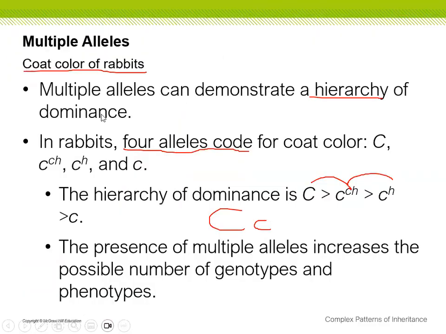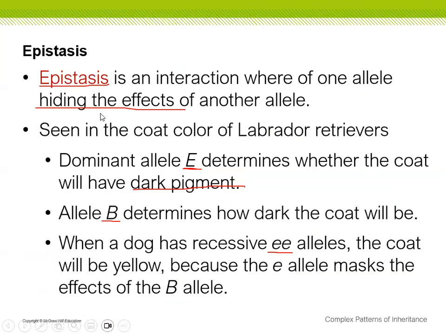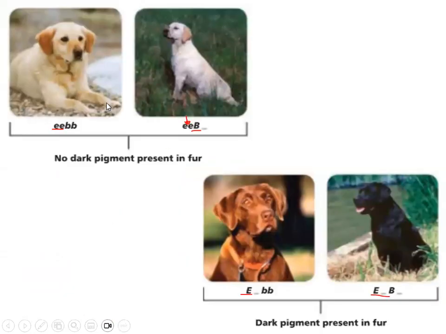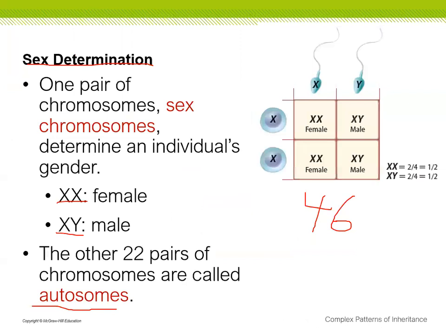With that hierarchy, with multiple alleles, you could also get epistasis. This is where one allele hides the other one. In this case, you look at Labrador dogs. Even though both these genes are recessive, this indicates whether a dog is dark or not. The E's are whether it's dark or not, and the B's say what color it was. Even if it's a dominant B, if the E is recessive, it doesn't have the capacity to grow dark hair. It doesn't have that gene to be able to do it, even though it's supposed to have dark hair.